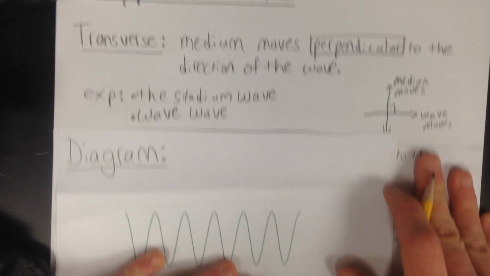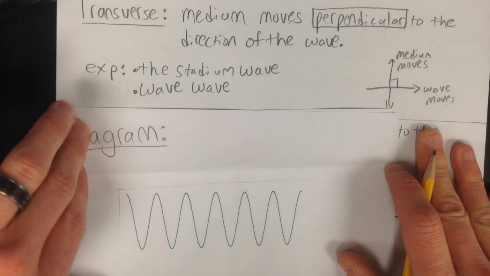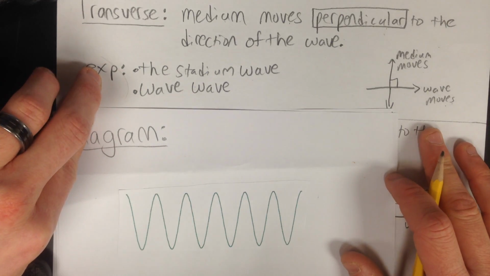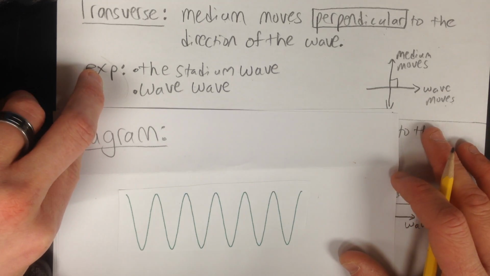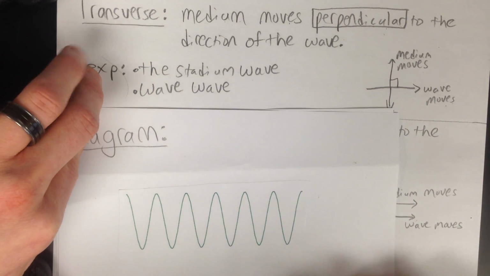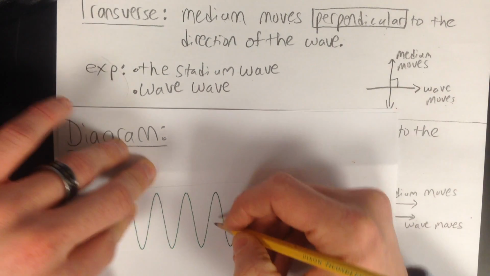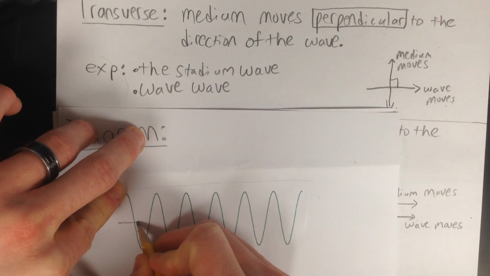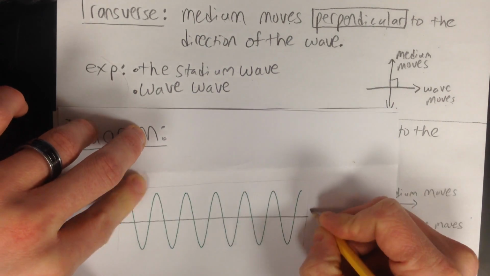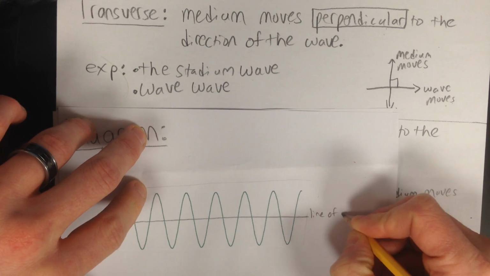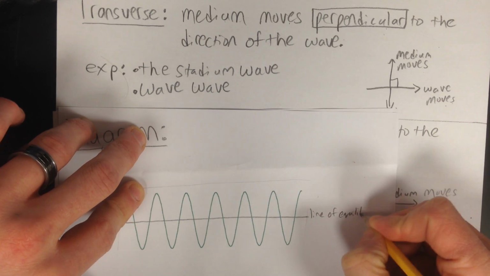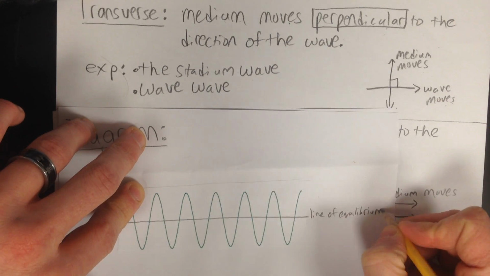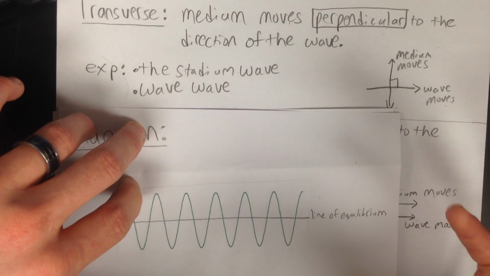So here's a diagram of a transverse wave. It ends up looking like that, and you've seen that kind of shape before, like a sine or cosine wave in math class. This is technically called the line of equilibrium. I'll repeat that in another video later. That's where the water is when there are no waves.